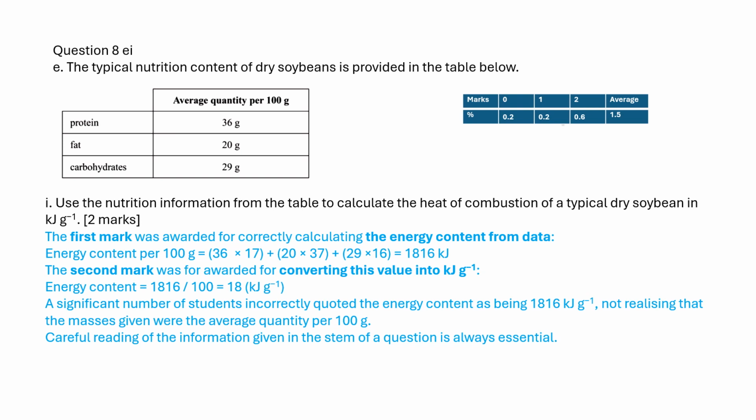2 steps to calculate the heat of combustion in kJ per gram: the energy content per 100 grams and converting this into kJ per gram. A significant number of students incorrectly quoted the energy content as being 1,816 kilojoules per gram, not realizing that the mass is given where the average quantity per 100 grams. The final answer is 2 significant figures because the data just have 2 significant figures.